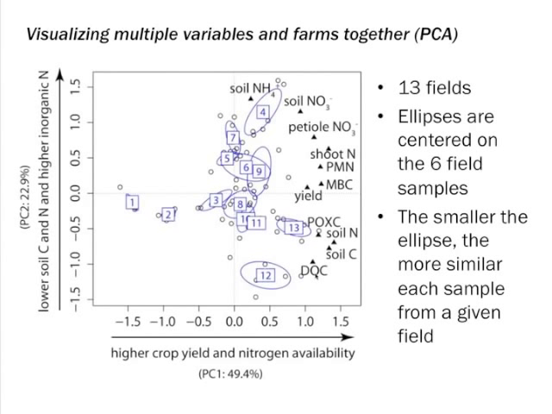And finally, we can put the fields on here. And so again, there were 13 fields. And these different ellipses are centered on the six field samples. And the smaller the ellipse, the more similar each sample was from a given field.